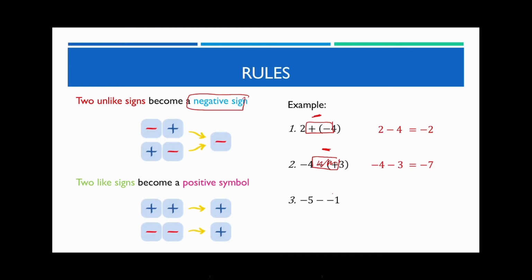And in our last example, when you've got two negatives next to each other, any two signs that are exactly the same, this now becomes an addition symbol. So this becomes an addition symbol. We can ignore this. So the question can be read as -5 plus 1, which is equal to -4.